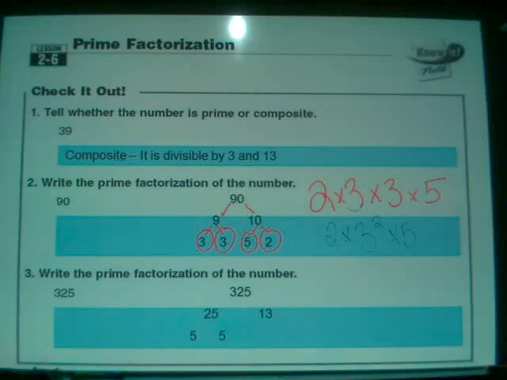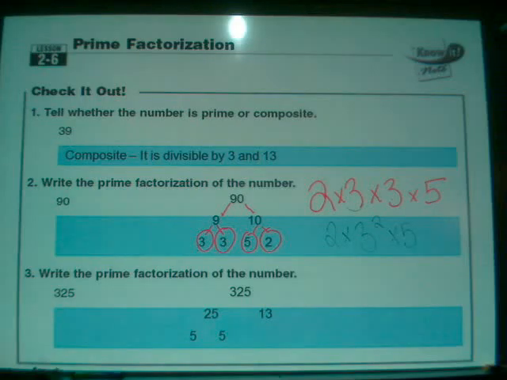All right, 325. Lots of options again here, but I know 25 goes into it. Here's the thing. You can pick small numbers every time if you want, like 2s and 5s. But the problem is it's going to be a longer tree diagram because it's going to take you longer to factor out the bigger numbers.